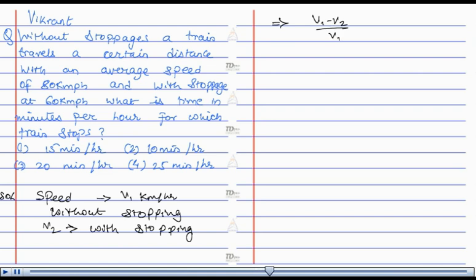So we'll be using the same concept for solving this question, and the question itself says that the distance covered is constant. So this is the stoppage time per hour. In this case, it will turn out to be 80 minus 60 upon 80. That turns out to be 20 by 80 or 1 by 4 of an hour, or it is 15 minutes.